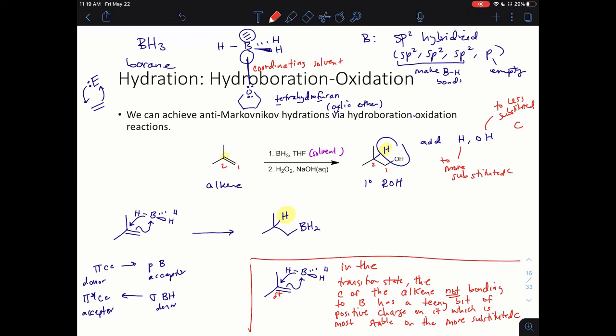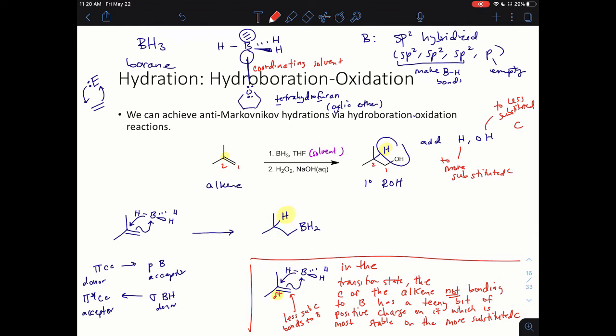This is a video, so I suppose you could rewind, but I will say it one more time. In the transition state, one of the carbons is bonding to boron. The carbon that is not bonding to boron gets a little bit of positive charge on it. Where is that positive charge most stable? Yes, on the more substituted of the carbons of the alkene. Thus, the less substituted carbon bonds to boron, and the more substituted carbon has that teeny tiny partial charge for just a second, and then it accepts the electrons from hydrogen and makes this carbon-hydrogen bond.